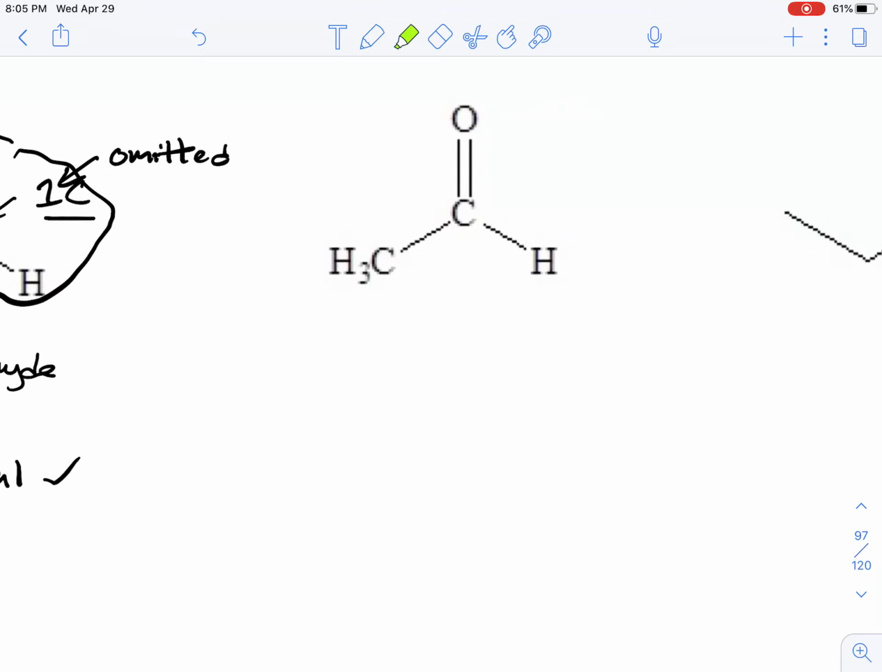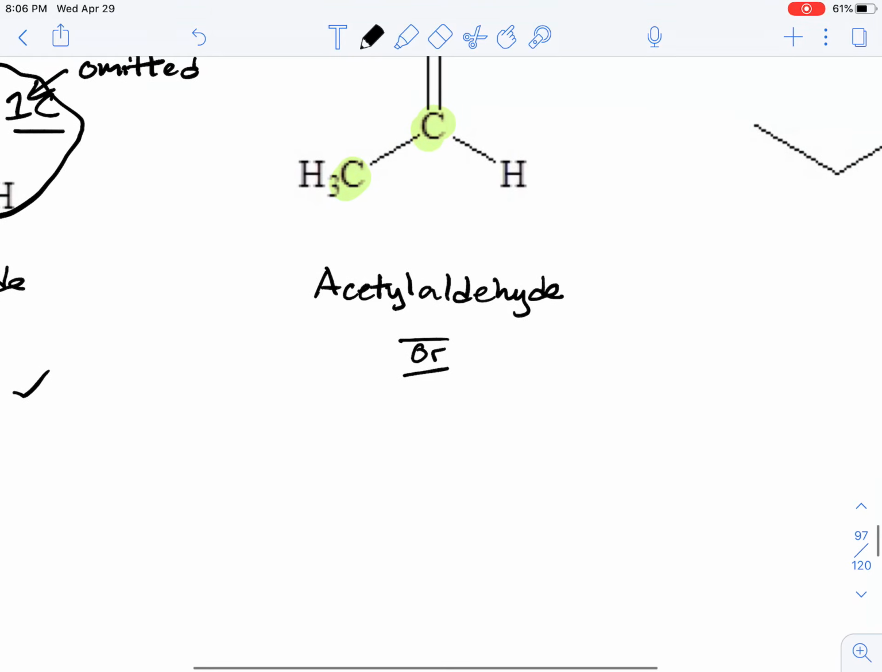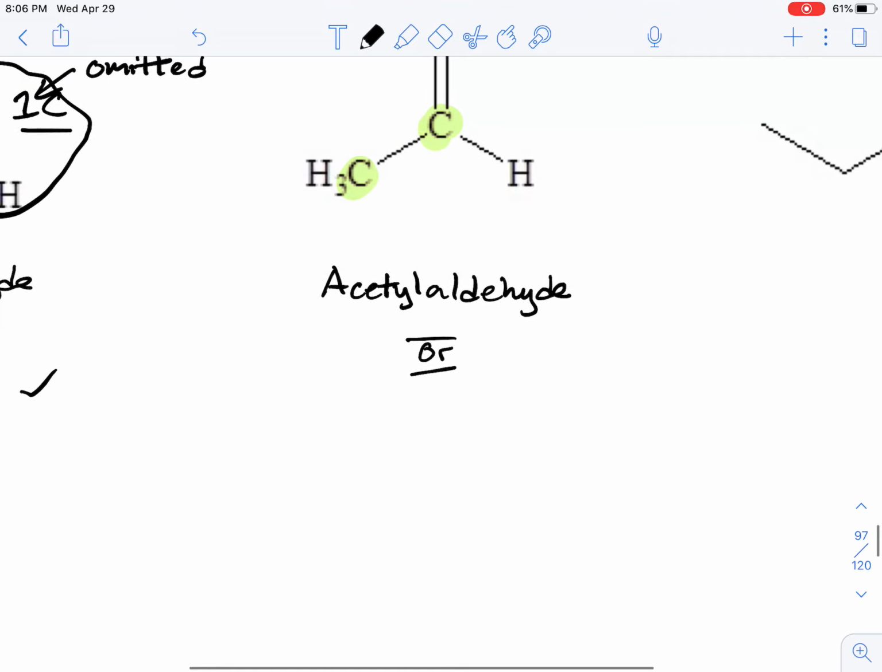So looking at this 2-carbon compound, there's 2 ways, once again, for you guys to name this. You can go ahead and use the common name. In that case, it'll be acetylaldehyde. And if you guys didn't know that, or couldn't remember it, you can always use the rules of IUPAC nomenclature to derive the IUPAC name for this specific organic compound.